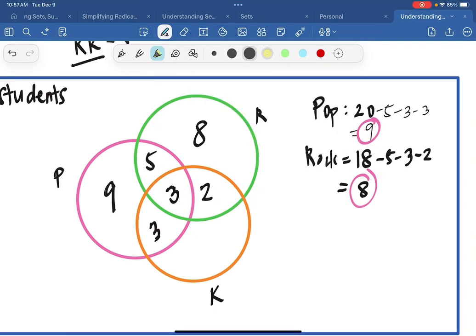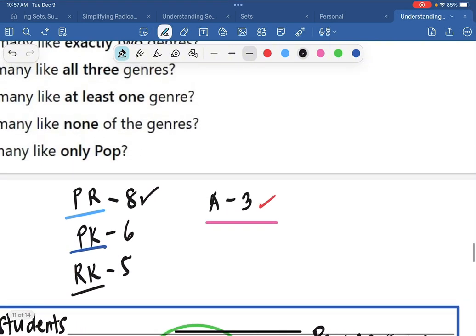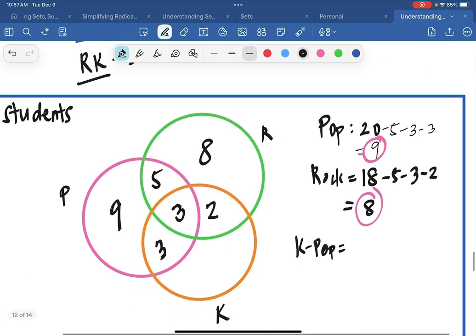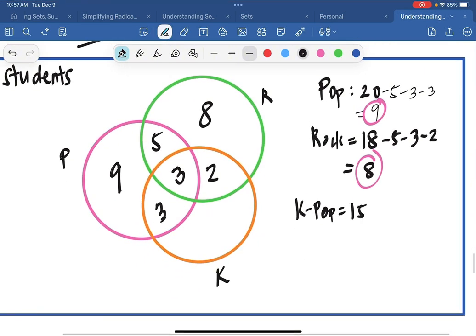Now, last one, still the same thing. For K-pop, this involves everything in this circle. So that means for K-pop, how many K-pop are there? 15. So 15, still again subtract the 3, 3, and 2.